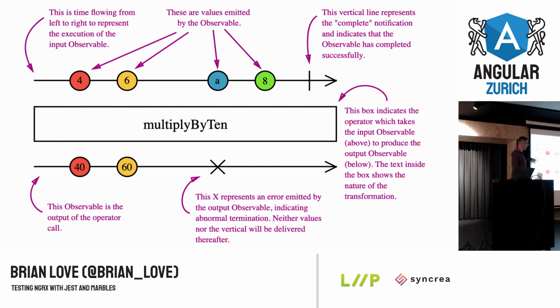And then in this diagram, we're doing a multiply by 10 as the operator that's performing on these next notifications. So 4 becomes 40, 6 becomes 60. And then here in this example, they've got an X, and this represents an error because I can't multiply A by 10, right? And so this throws an error, and that error is emitted by the observable stream.